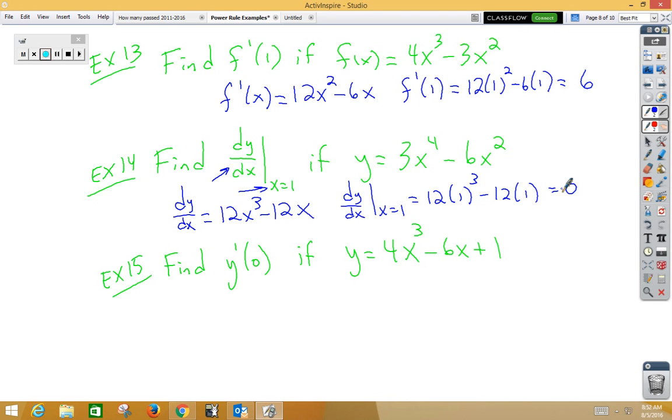In my next example, again, slightly different notation, still means take the derivative, plug in a value. So y prime would be 12x squared minus 6. I then want y prime of 0, which would be 12 times 0 squared minus 6, which is negative 6.